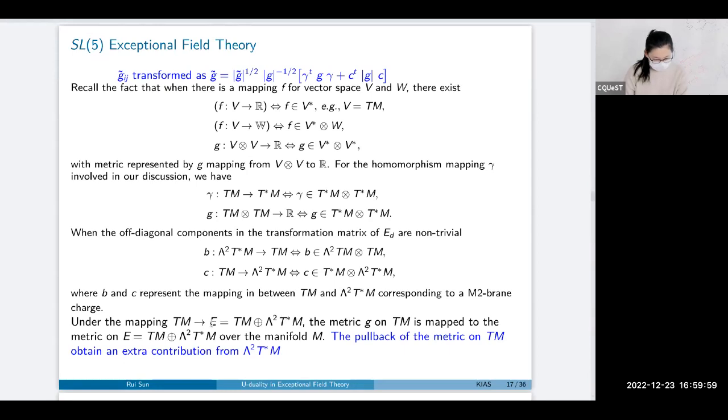And when you want to redefine this proper matrix in the Tm, there will be the pullback from this lambda 2 Tm star entered in the Tm. So that will be the extra term here, which means mathematically it makes sense. And for double field theory, there's no M-brane dependence, so this structure is enough. So this is how we understand it from the mathematical point of view.